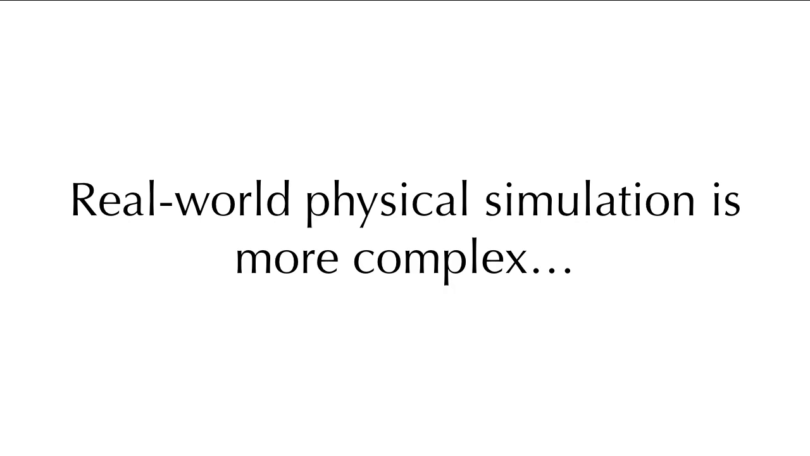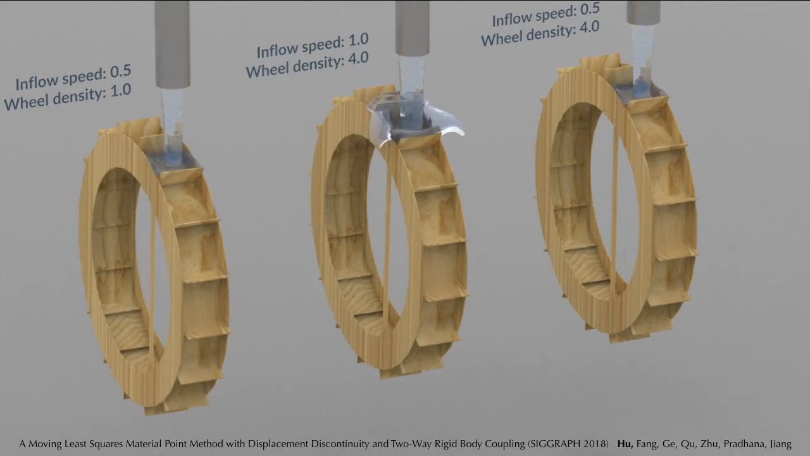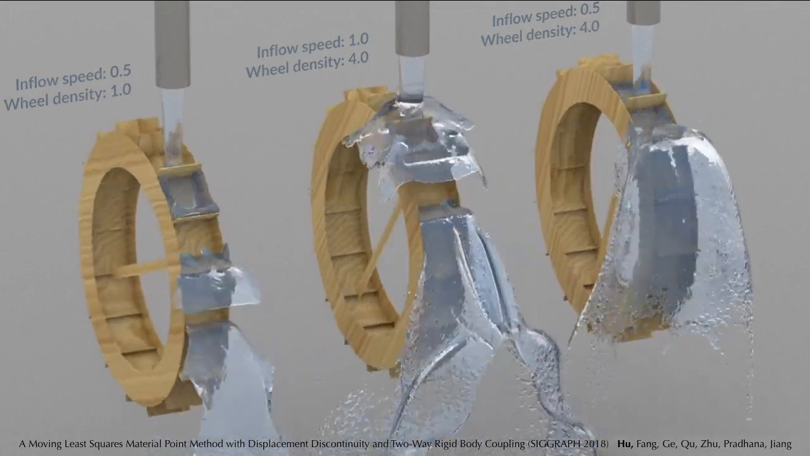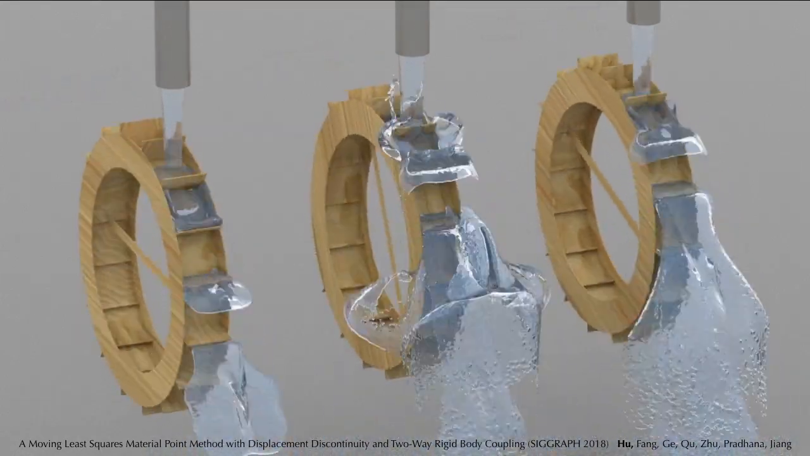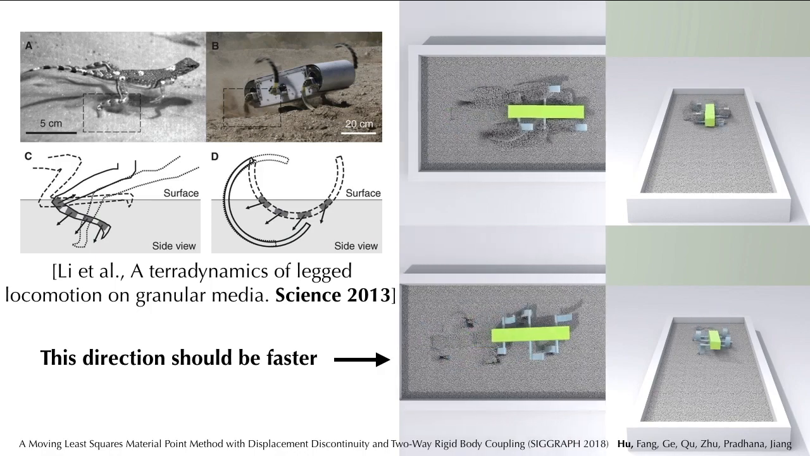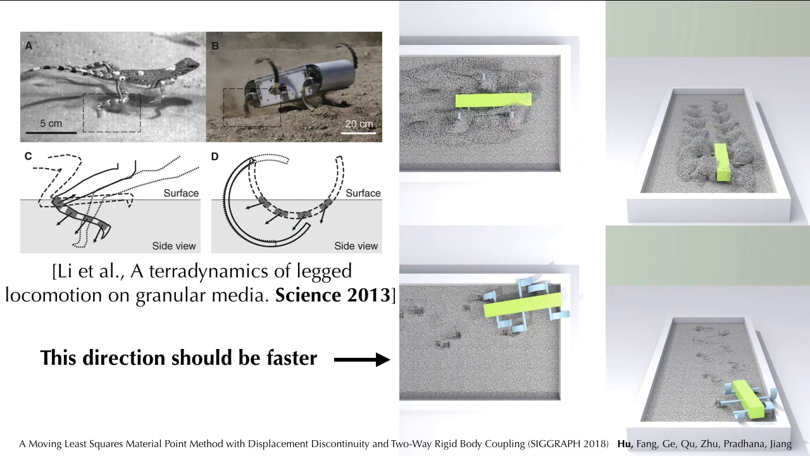Real-world physical simulation is usually more complex, and here we have 3 water wells interacting with water, and this is a SIGGRAPH 2018 paper that we did. And we can use the same simulator for simulating a robot, and by doing this, we can validate which robot design moves faster than the other. We can pick the optimal design without actually manufacturing the robot, which accelerates the development of robots.